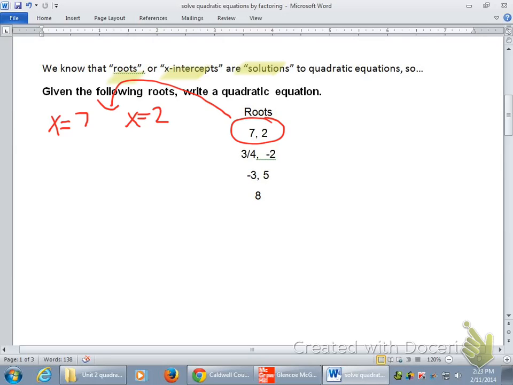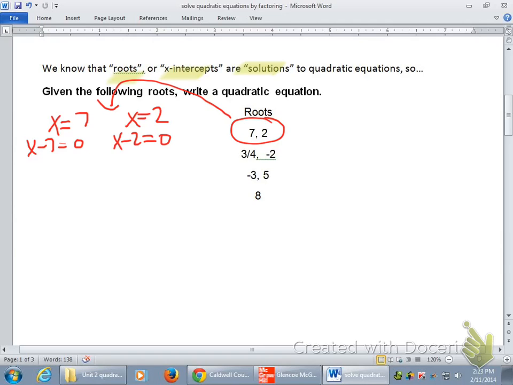Now, without a good explanation why, we'll get into that in just a second. What I want to do is make both of these, instead of saying equals a number, say equals 0. How can I make this guy right here go away and equal 0? Subtract 7, right? So I'm going to get x minus 7 equals 0. And the same thing over here. It's going to be x minus 2 equals 0.